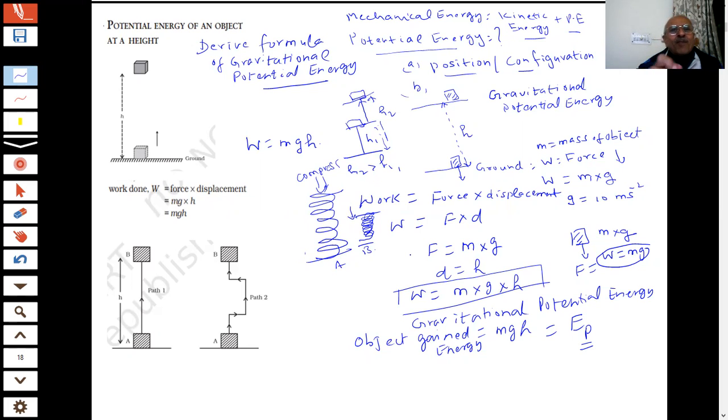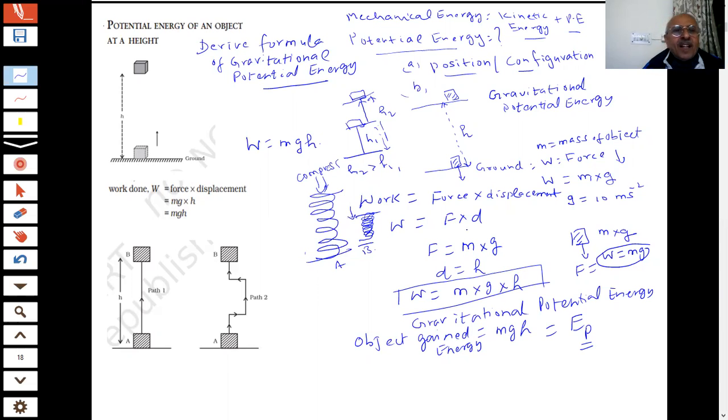So students, here we have been able to store the energy as the object has been lifted to a height. How much energy is stored in the object, students? That is our gravitational potential energy, which is equal to m into g into h. So this is the derivation of the potential energy, students.